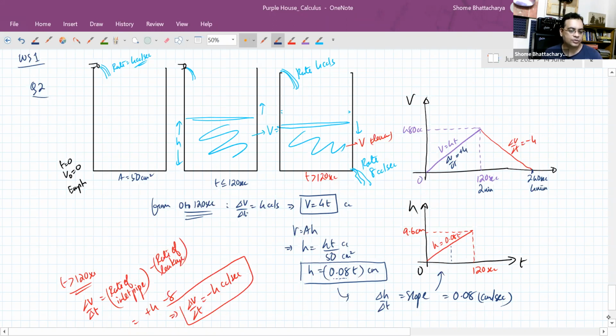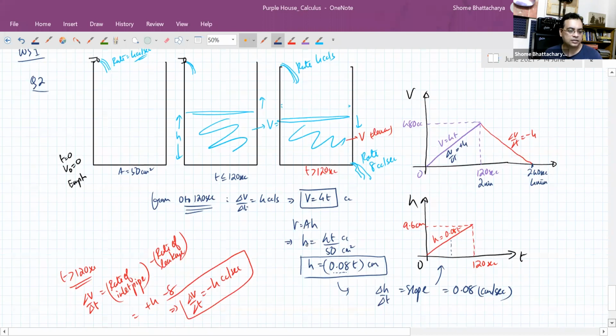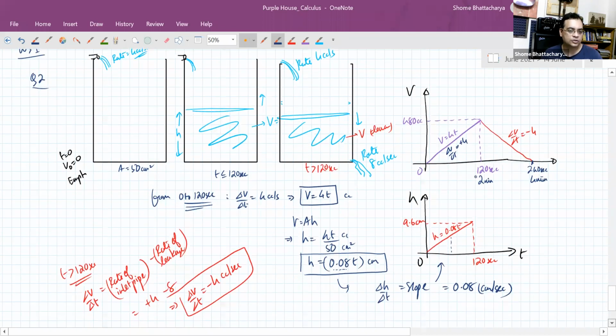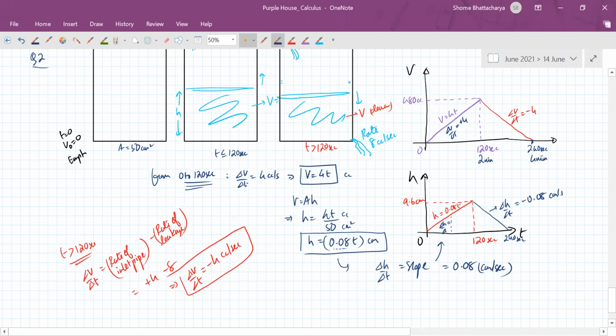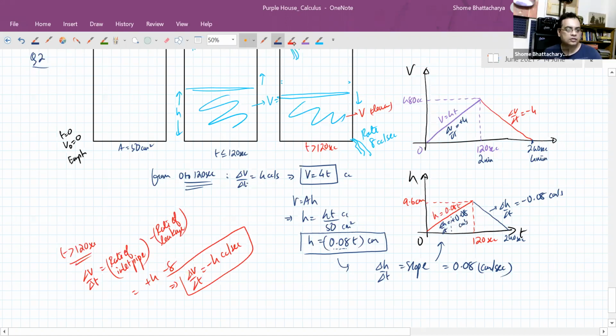Now again, using the formula that height is equal to volume over area, you'll see that the height will also start decreasing in the same way. And in 240 seconds, the height would have become 0. So here the slope, delta H by delta T, will become minus 0.08 centimeters per second, because here the slope was how much? Plus. Right? So you can see that.